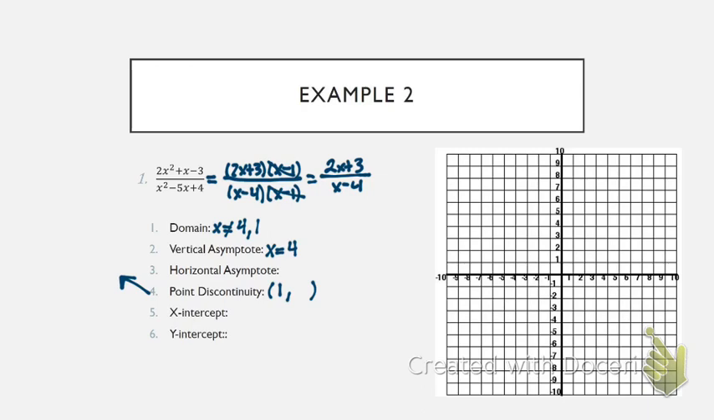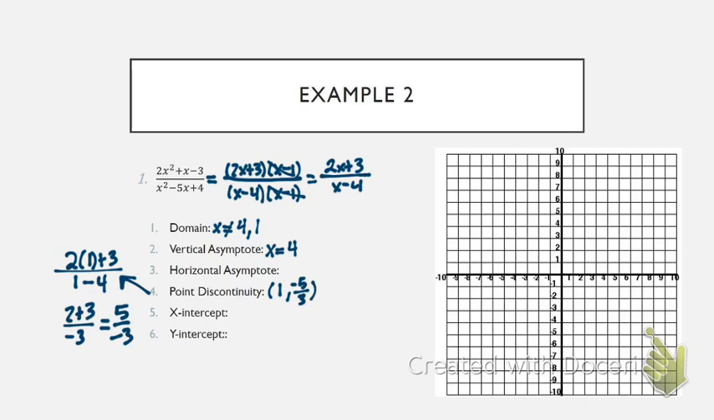If we remember back for how we found these, if the x value is 1, we plug that x value into the leftover equation. Because if we plug it into the original equation, we divide by 0, and that's no good. So we plug it into the leftover equation. So we get 2 plus 3 over negative 3, so we get 5 over negative 3. So my hole is going to happen at 1, negative 5 over 3. It doesn't matter where the negative sign goes. Okay.